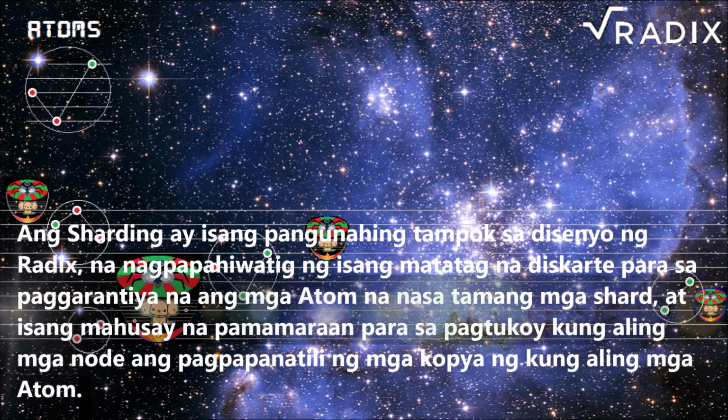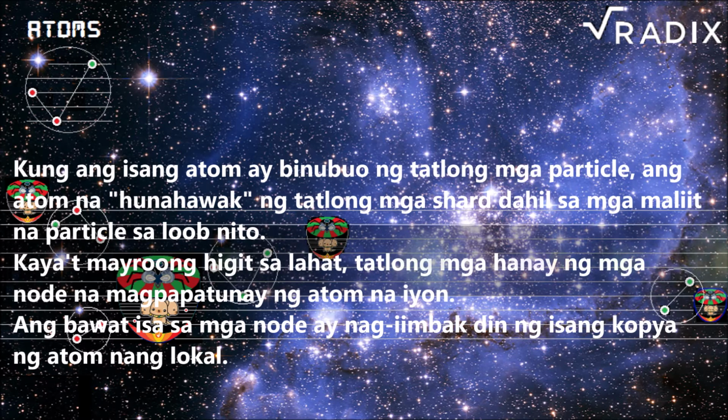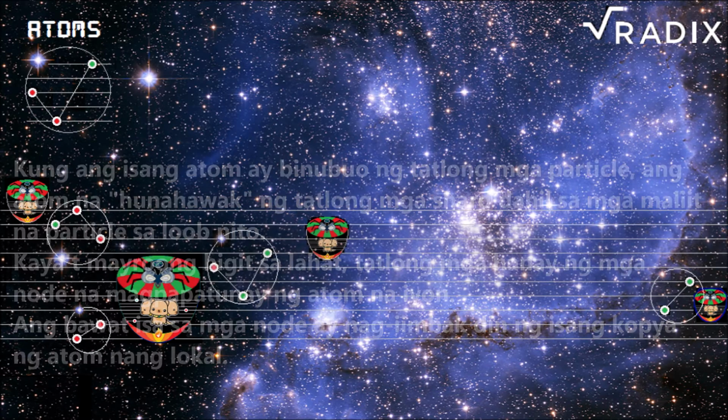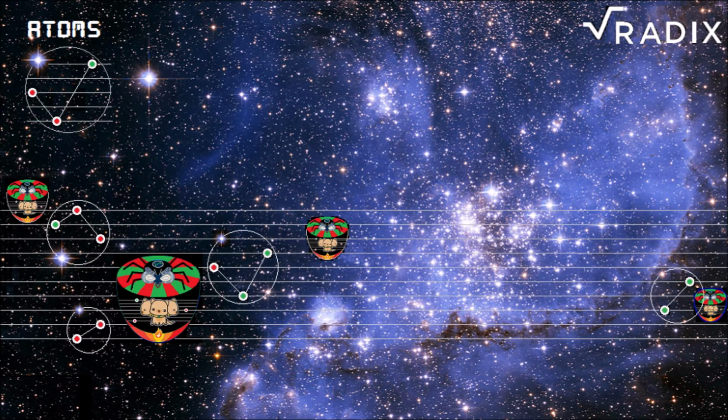Sharding is a fundamental design feature of Radix, which implies a robust approach for guaranteeing that atoms are in the correct shards, and an efficient method for determining which nodes will retain copies of which atoms. If an atom consists of 3 particles, that atom touches 3 shards due to the particles within it. So there are at most 3 sets of nodes that will validate that atom. Each of those nodes also stores a copy of the atom locally. If we know only one of the shards or particles that the atom uses, we are able to find and fetch the full atom. The more shards an atom touches, the more copies of it there will be in the network. An atom that is present in multiple shards increases the redundancy and availability of that atom.